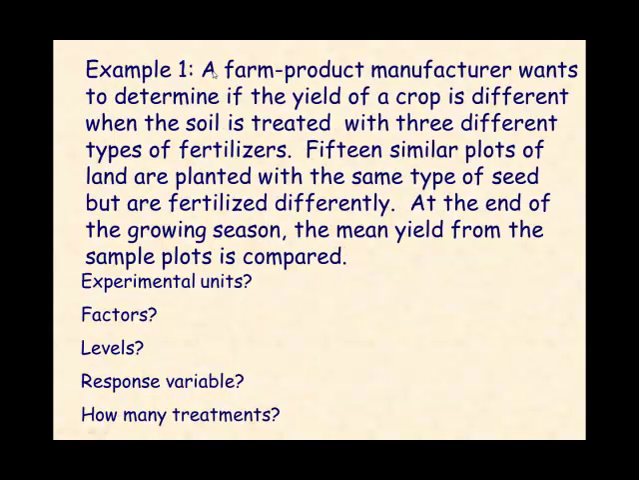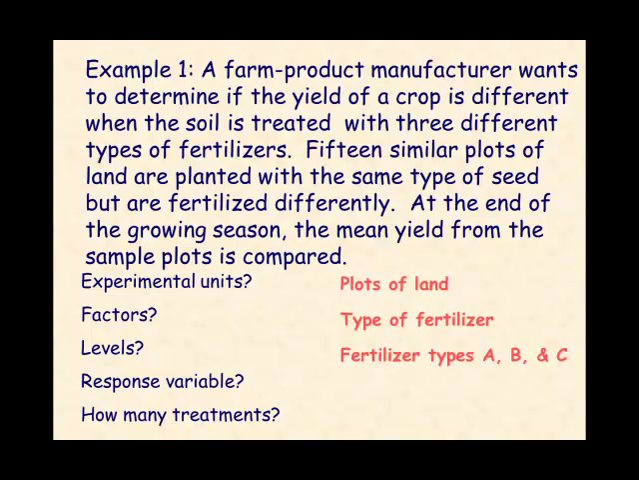Let's take an example. A farm product manufacturer wants to determine if the yield of a crop is different when the soil is treated with 3 different types of fertilizers. 15 similar plots of land are planted with the same type of seed, but are fertilized differently. At the end of the growing season, the mean yield from the sample plots is compared. So what are my experimental units? The plots of land. The factor is the type of fertilizer. The levels, fertilizer types A, B, and C, since there's 3 types. Our response variable is the yield of the crop, so I have 3 treatments.